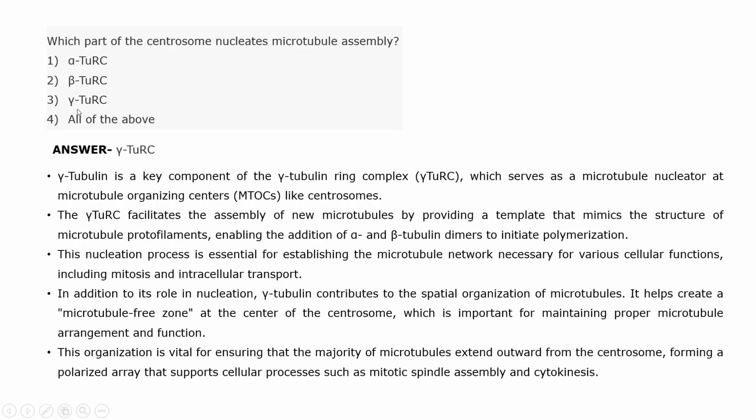So this gamma TURC that is present at the centrioles acts as a template that sequesters these alpha and beta tubulin dimers to its region because of the charges, and it initiates polymerization. And this nucleation process is essential for establishing the microtubule network necessary for cellular functions like mitosis and intracellular transport. That's why centrosomes are needed for mitosis, and along with the motor proteins, microtubules are involved in intracellular transport.